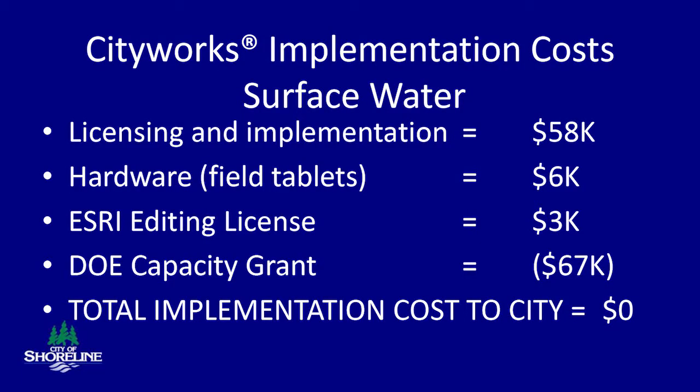So just some overall costs. When we did this city work implementation, we started it up with just our surface water group. And we were able to use Department of Ecology grant monies to essentially pay for the entire operation to get it up and running. And you can see here the cost elements that were involved. But we didn't have to spend a lot of money to get the city work system up and running for the surface water group.